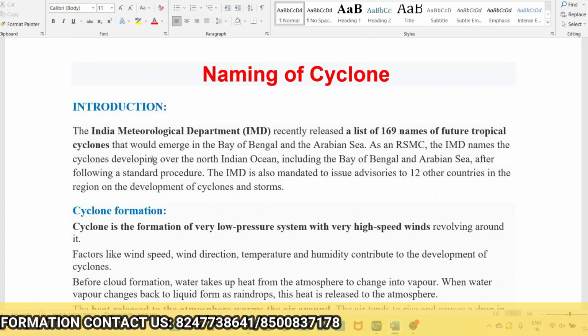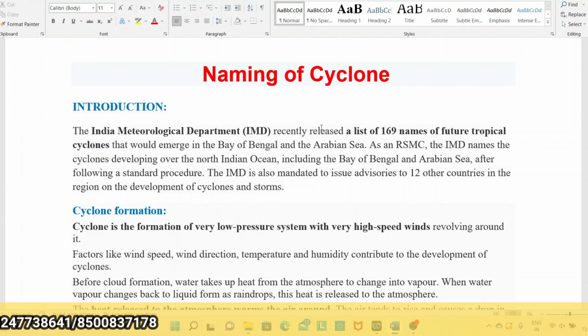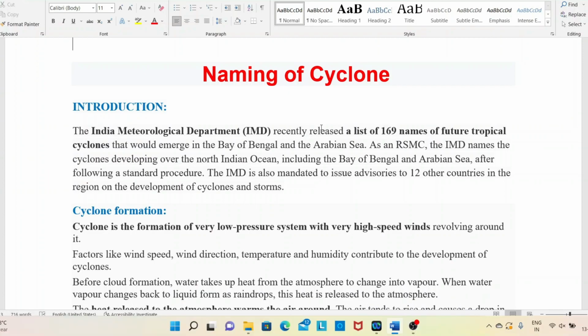The India Meteorological Department, that is IMD, recently released a list of 169 names of future tropical cyclones that would emerge in the Bay of Bengal and the Arabian Sea.